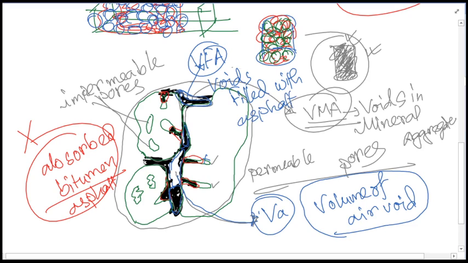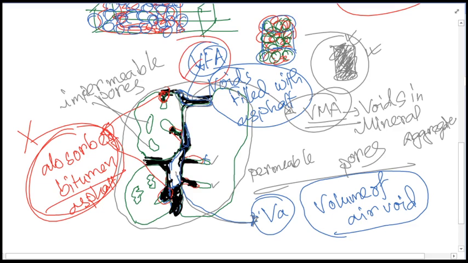So these are the voids filled with asphalt, but these are actually pores, not voids. We don't say this as a void, rather we designate it as pores within the aggregate. The filled up pores with bitumen will be combinedly designated as absorbed asphalt. But the asphalt which will be filling the voids within the combination of aggregate, the void which will be filled with asphalt, that will be called VFA.